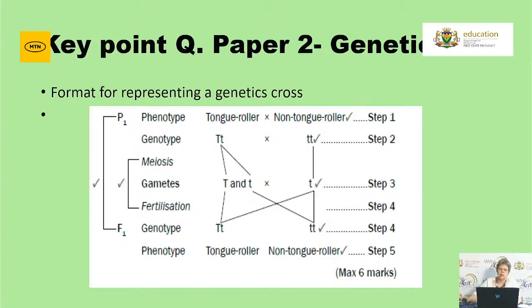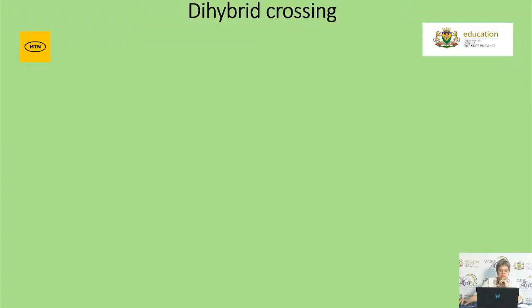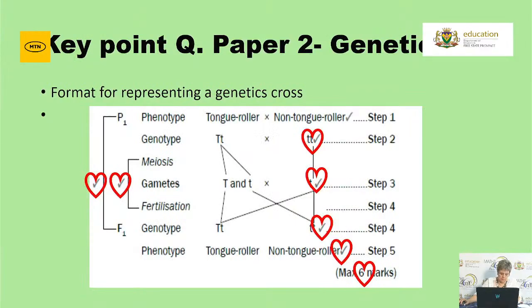Then, if we look at monohybrid crossings, the only thing at this stage, monohybrid crossings, is answered very well if we look at where we allocate the marks. The marks are allocated in different stages. And if we look at these different stages, we must indicate P1 and F1 in the right position. P1 is on top, F1 is on the bottom.